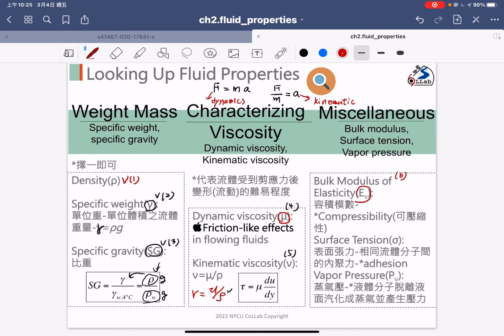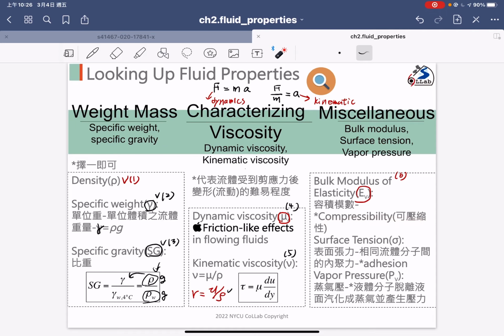EV, the bulk modulus. The bulk modulus is a parameter to understand the compressibility of the fluid. If the bulk modulus is larger, that indicates the material is very difficult to compress, so the volume can hardly be changed. If the bulk modulus is smaller, that means your material is easy to compress, and the volume will be changed. I just highlight the compressibility.